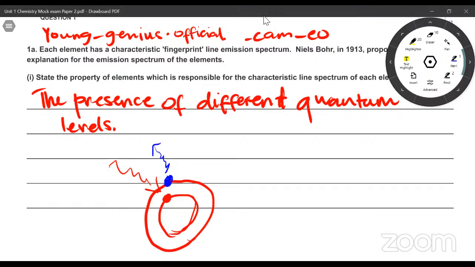So basically by just stating the presence of different quantum levels, you should get your mark.